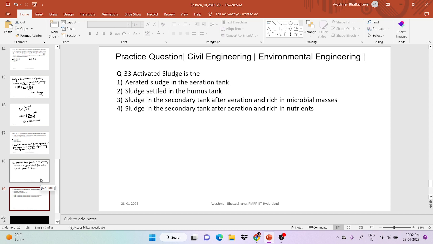Now let's go to the next question. In the next question it says: the activated sludge in the aeration tank is... There are four options mentioned. First option is aerated sludge in the aeration tank, sludge settled in the humus tank, sludge in the secondary tank after aeration and rich in microbial masses, and the sludge in the secondary tank after aeration and rich in nutrients. Okay.